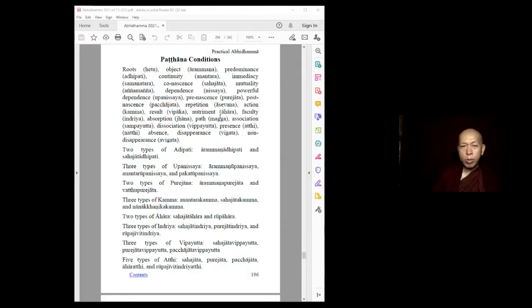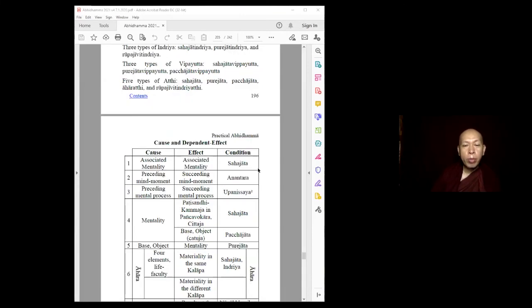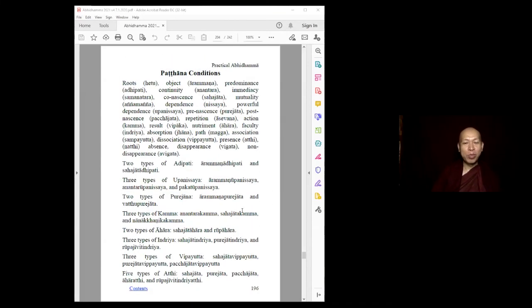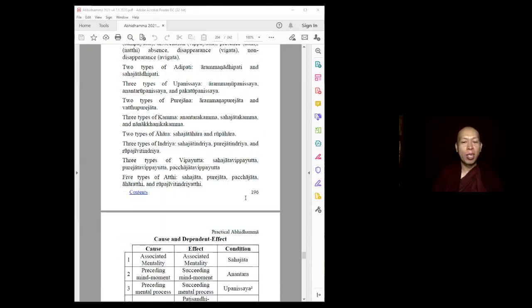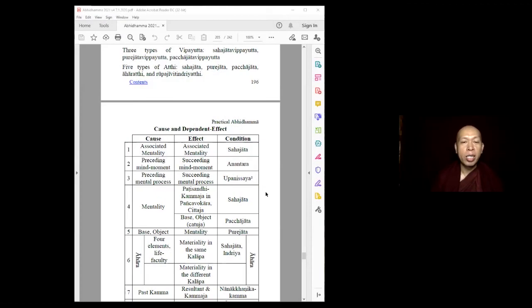Bhante, could you please briefly explain? This is the Patthana conditions from your textbook and the table on cause and dependent effect. Bhante, would you please explain briefly, maybe on the Patthana conditions and this table? Okay, so just talk about the table, right?